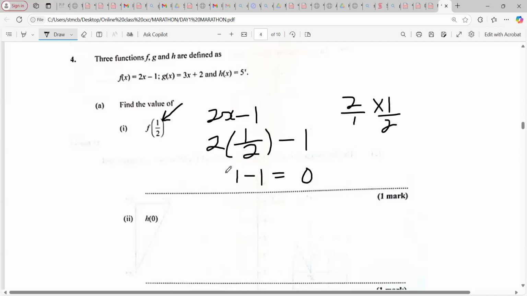Alright, let me see h of 0 now. h of x is equal to 5 raised to the x power.